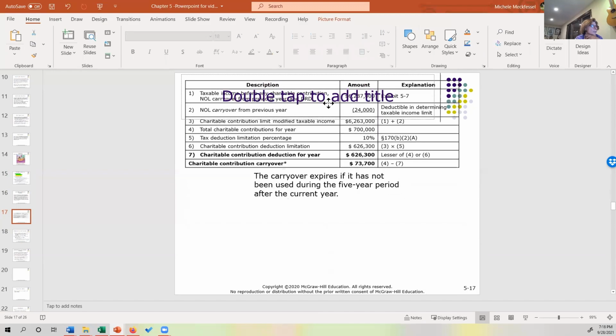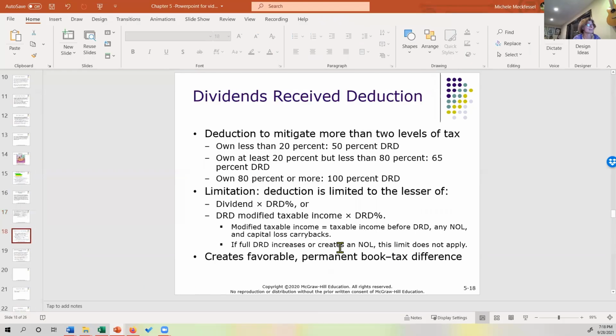The carryover expires if it's not been used in a 5-year period. I apologize for the animation there. So that's charitable contributions. The next important topic is the dividends received deduction.